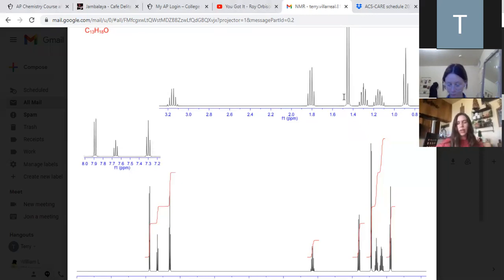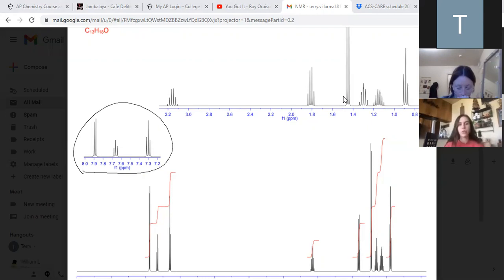So that means since I have a degree of unsaturation of 4 or more, what should be your first thought? A benzene ring. Where do I look on my NMR to confirm or deny that? Like 6.5 to 8.5. Yep, I look between 6 and 8. And I see peaks between 6 and 8. So do I have a benzene ring in there? Yes, I do.